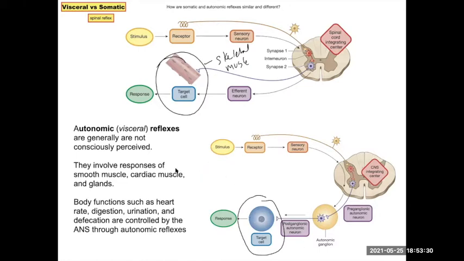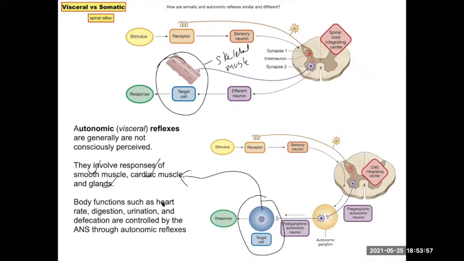In this case, it's going to be these things: smooth muscle, cardiac muscle, glands, right? Fat cells, whatever. This is going to be the target cell. Okay? And the response will be something different. It'll also be not anything you can do willfully, right? This is going to be happening without your consent, basically, without your input, at least your conscious mind, rather.